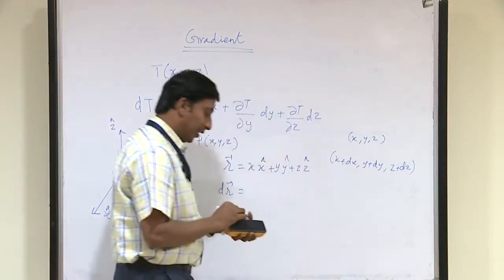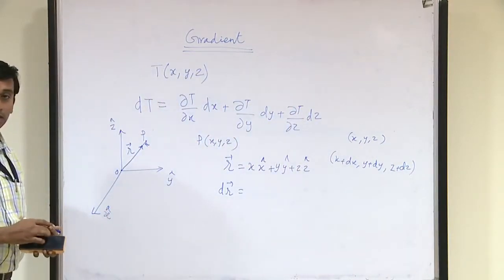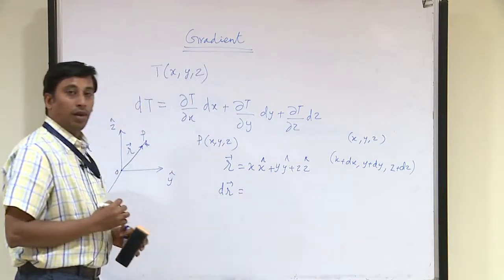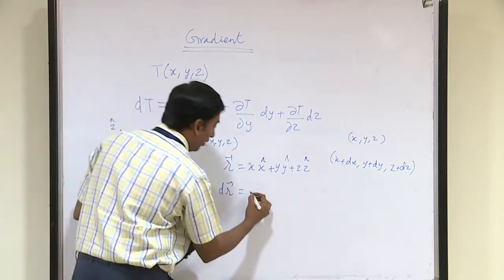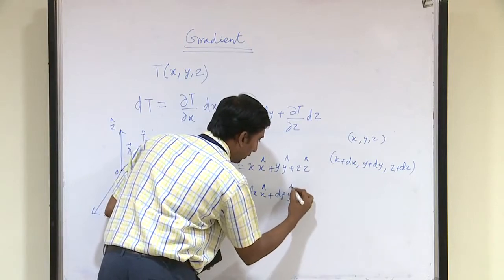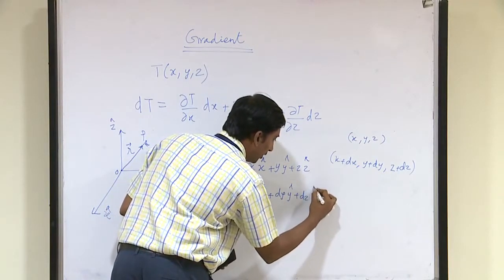And what will be the displacement vector? Its components will be, in the same way, dx x cap plus dy y cap plus dz z cap.